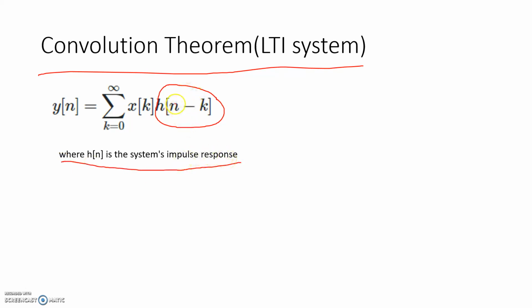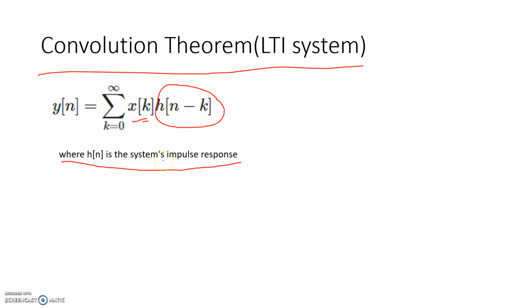Suppose you know h of n, and suppose you know x of n, the input which you are going to provide to the system, and you know the system's impulse response. Then at any time you can have an idea of what the output is going to be, because from this expression we can get the output. The output is basically the convolution of the system's impulse response and the input which I am going to provide, and we can get it by this formula: y of n is equal to summation over k equal to 0 to infinity x of k h of n minus k.